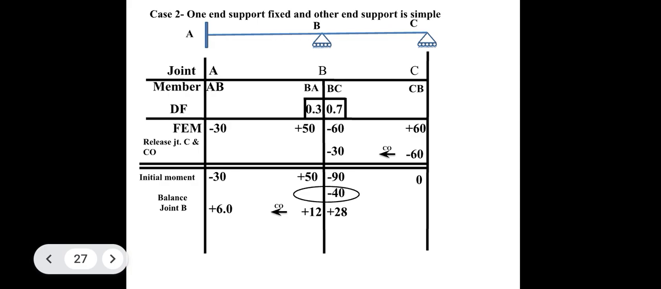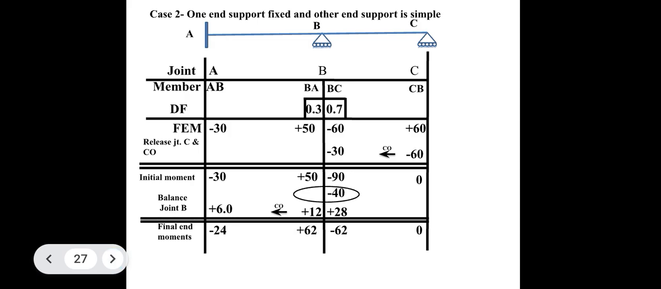Now there is no other carryover possible. Joint is balanced. It indicates that we can stop over here and we can do the calculation of final end moments. Now you can see here minus 24, here plus 62, minus 62 and 0. So in this way we can solve this table for one end fixed, another end simple.